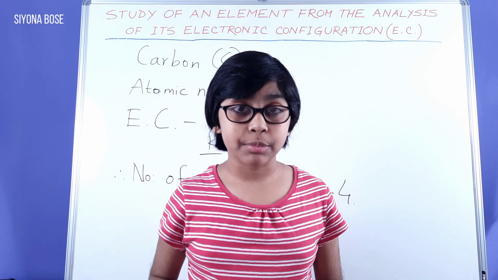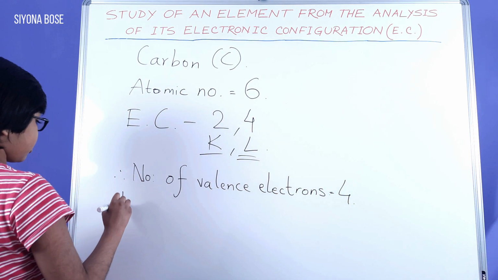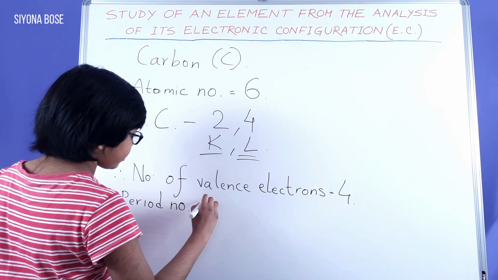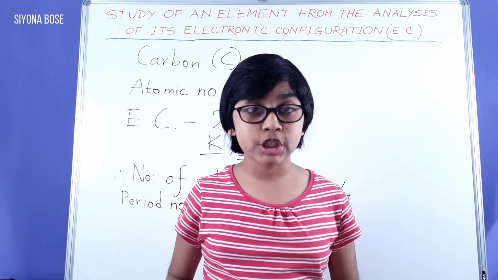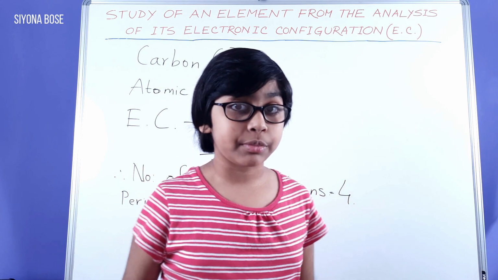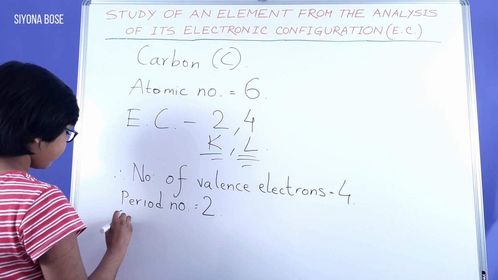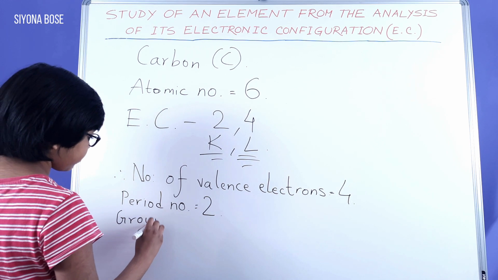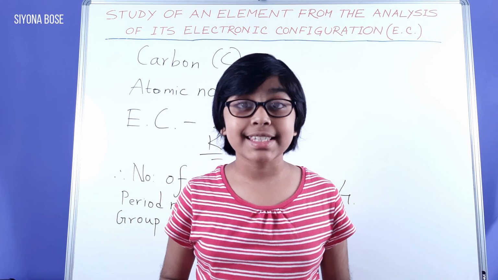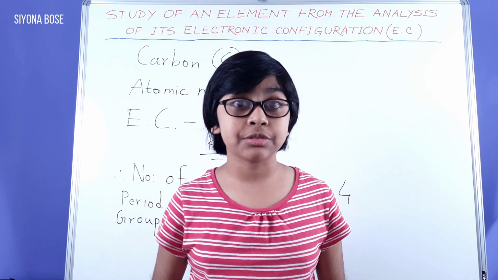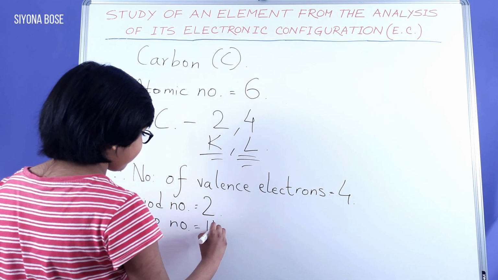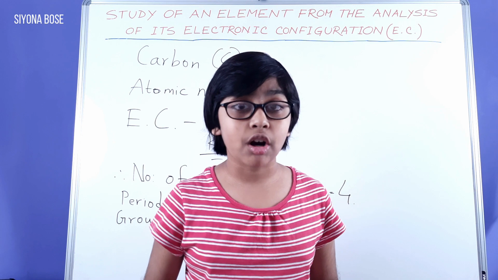After that, period number. Period number is 2, since there are 2 shells, K and L. After that, group number. Group number is 10 plus number of valence electrons, since it is more than 2. 10 plus 4 gives us 14 as the group number for carbon.